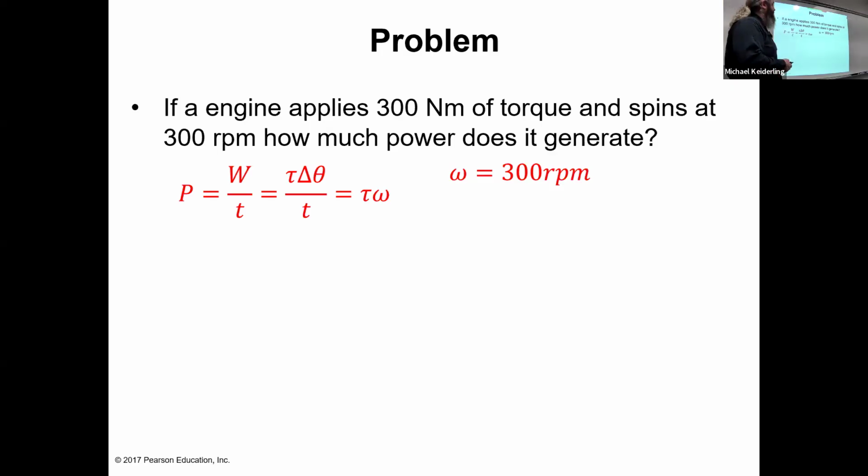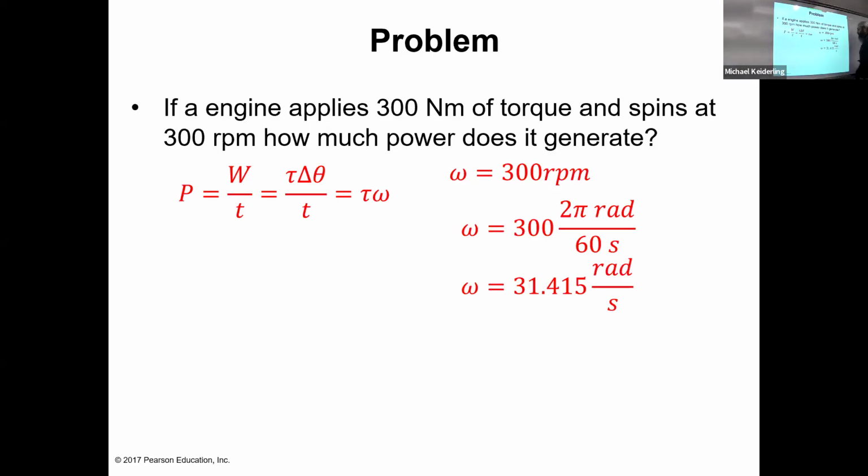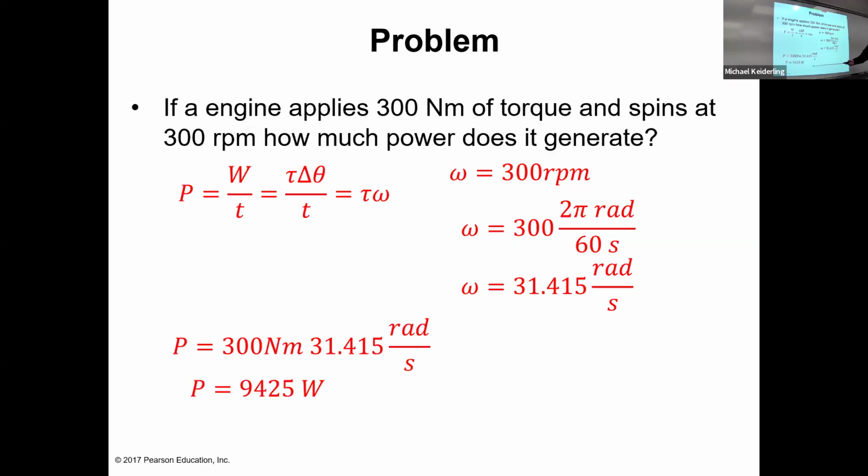Omega is 300 RPM. We're going to multiply that by 2 pi radians over 60 seconds to change it to radians per second, which gives us 31.415 radians per second. So 300 Newton meters times 31.415 radians per second gives us a power of 9,425 watts.